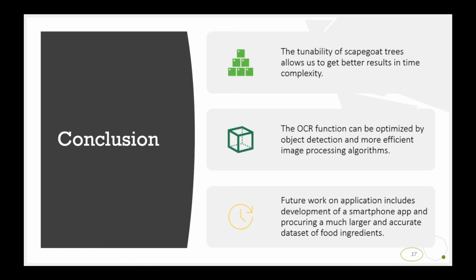So what we need to do is optimize our image processing algorithms so that we will get faster results from our OCR function, and our overall application will be much faster then. And lastly, our future work includes the development of this particular app as a smartphone app, so it is more convenient for the users, and we need to procure a much larger and more accurate dataset of food ingredients so our calculated carbon footprint can be accurate and reliable.